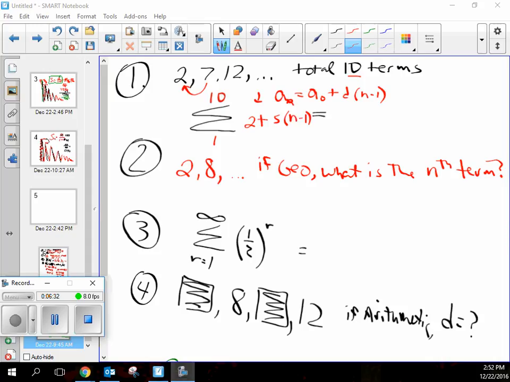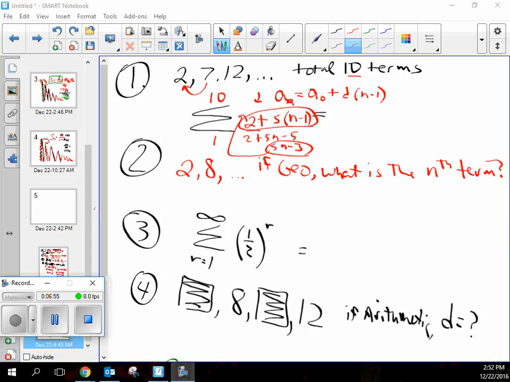So if I multiply this out, first of all, you could leave it that way. That's a good way to write the sigma notation for this. Or, if you actually simplify this down, it's going to be 2 plus 5n minus 5, which means really 5n minus 3. That's the best thing that you could put right here for your sigma. But if you left it unsimplified, I would have taken it.